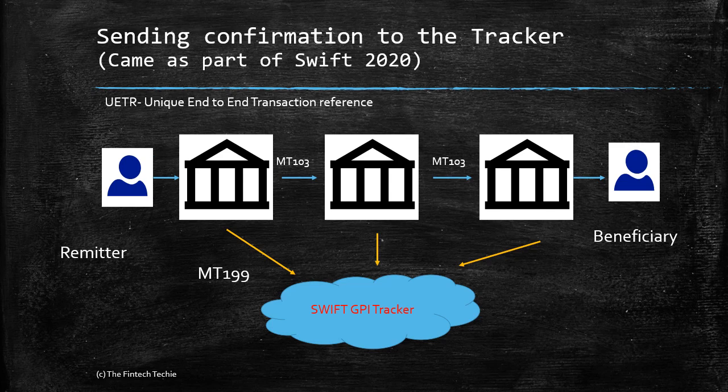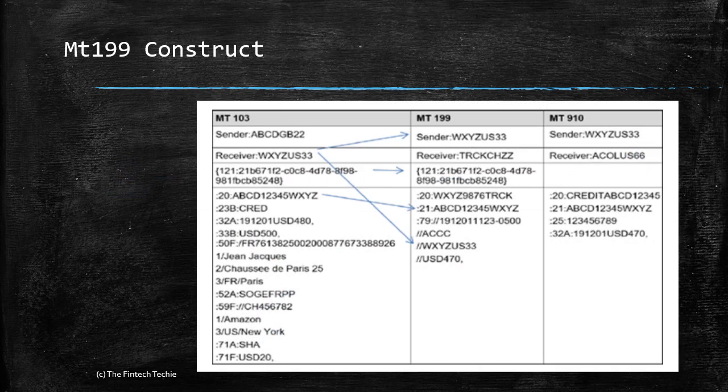Just like a courier reference number is unique, ideally a UETR should also be unique per message. If any duplicate UETR is created by any institute, it has to be reported by Swift. In this example, you can see field 121 of the MT103, which has the UETR. The same is there in the MT199, or the universal confirmation message.